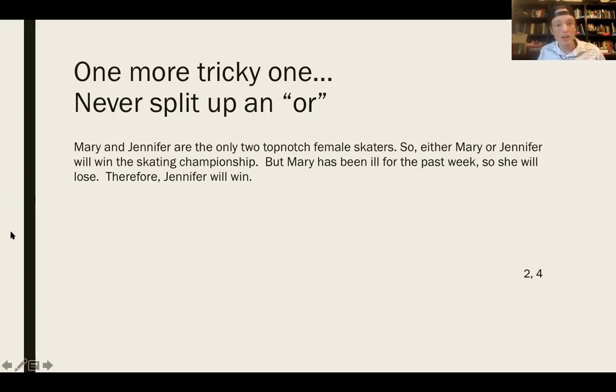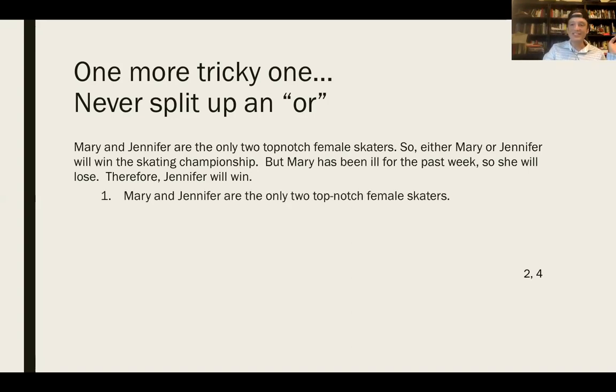All right, so Mary and Jennifer are the only two top-notch female skaters. So either Mary or Jennifer will win the skating championship. But Mary has been ill for the past week, so she will lose. Therefore, Jennifer will win. Okay, so let's list the statements here. All right. So 1, Mary and Jennifer are the only top-notch skaters.